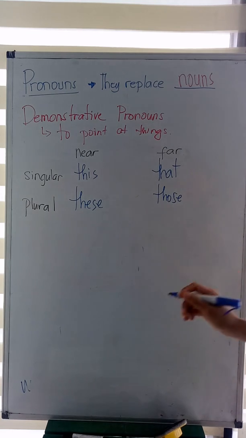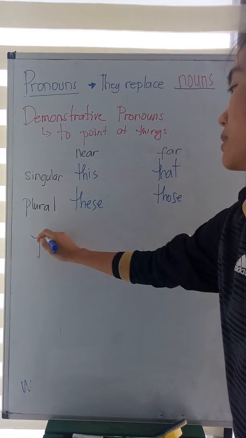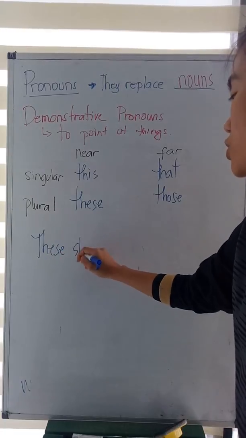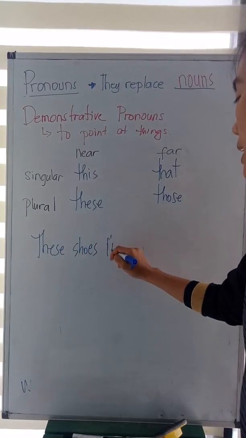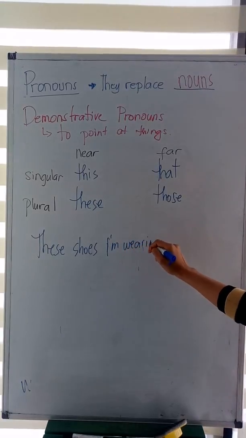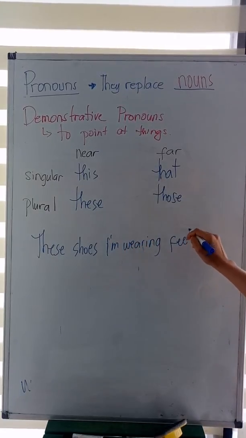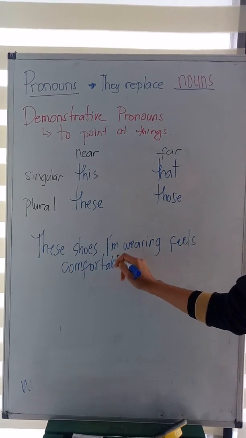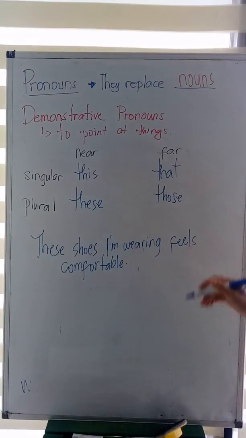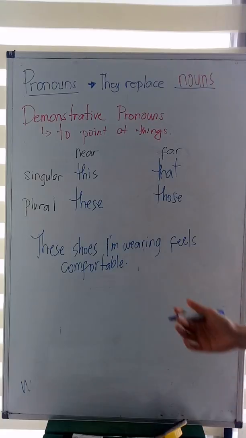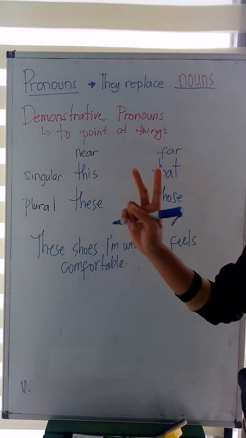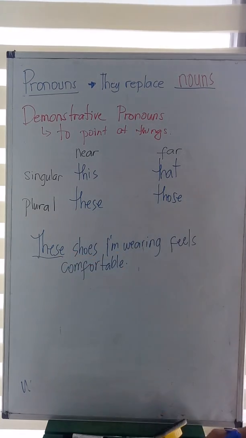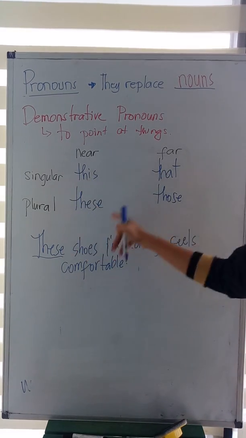For example, I'll write here: these shoes I'm wearing feel comfortable. So these shoes I'm wearing feel comfortable. It's not far, it's just close to you. You're actually wearing it, and it's not singular, it's plural because there are two shoes. That's why we use the demonstrative pronoun these. It's close to you, you're actually wearing it, and it's plural, so we use these.